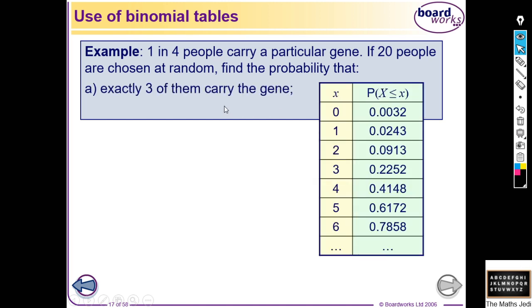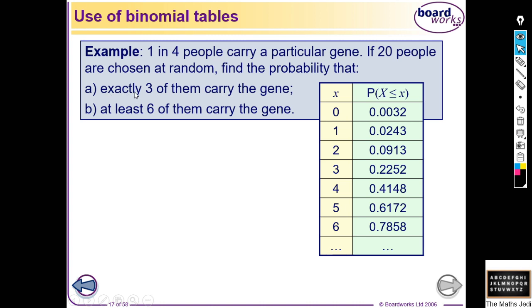In this particular question, we're asked for two things. We're asked for exactly 3 of them carrying the gene and then at least 6 of them carrying the gene. Again, I've pulled out the extract of the probability table here. We'll look more deeply at the probability tables a bit later on, but for now I've just pulled an extract out to see what's going on.